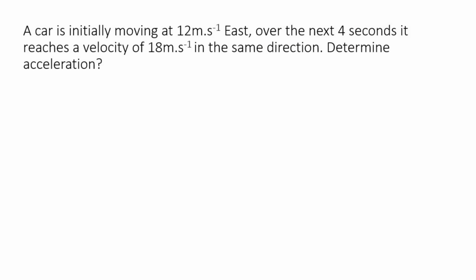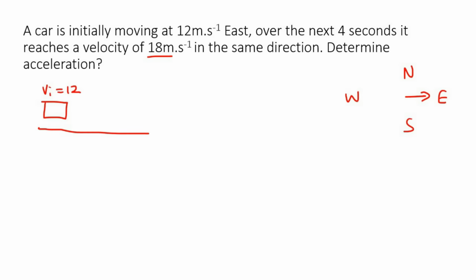4 more examples. A car is initially moving at 12 meters per second east. Okay, so let's just remember north, west, south, and east. So we're going in that direction over there. Over the next 4 seconds, it reaches a velocity of 18 in the same direction. Determine the acceleration. Okay, excellent. So draw a little picture for yourself. So there's a car. Just draw a box. It really doesn't matter. And it's initially going at 12. Okay, and it's going east. So we're going east. Then after 4 seconds, it reaches a final velocity of 18, and it's still going east.